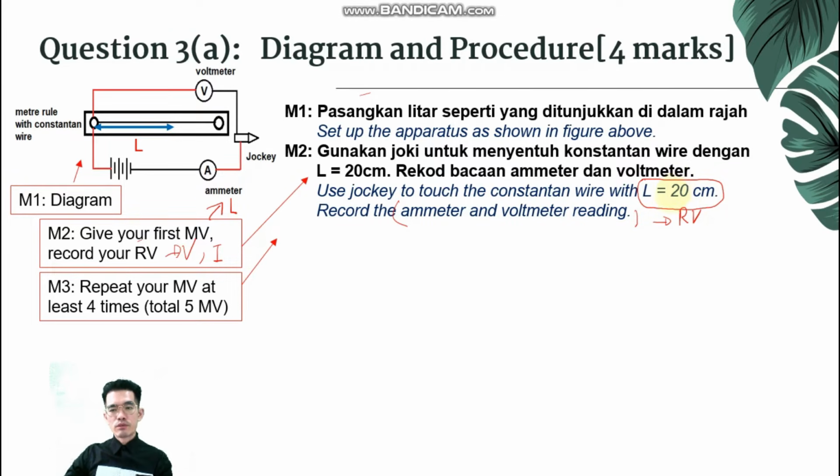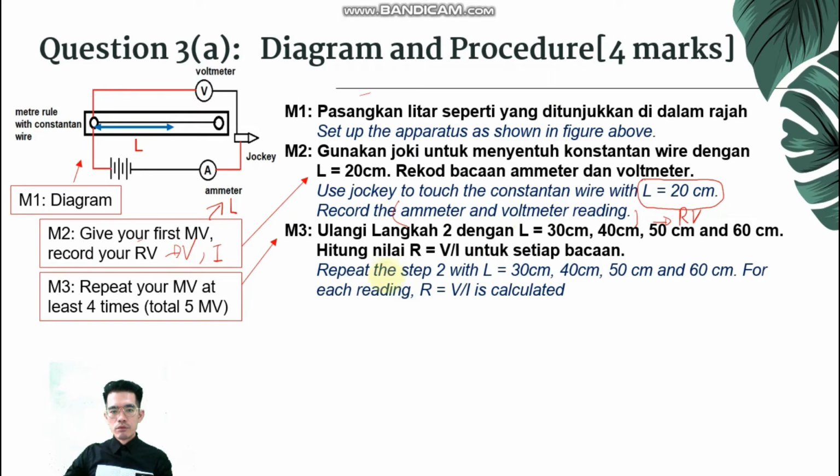So the third point: repeat your manipulated variable at least 4 times, including the first reading. We need at least 5 manipulated variable readings. Here, repeat step 2 with L equal to 30, 40, 50, and 60. If you want to have your own readings, you also can, as long as they are less than 100 cm, because the meter rule is 1 meter, which is a maximum of 100 cm. So you can choose 20 cm, 40 cm, 60 cm, 80, and 100, as long as we have at least 5 manipulated variable readings.